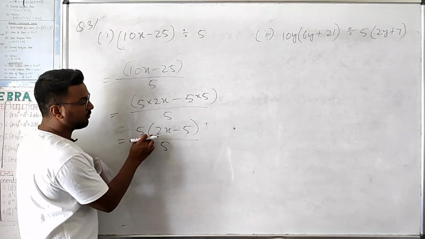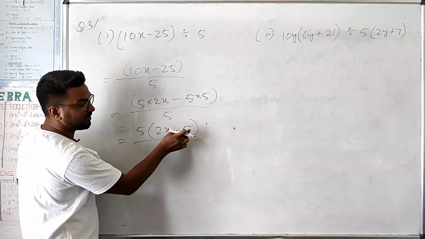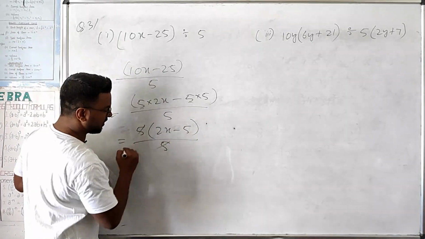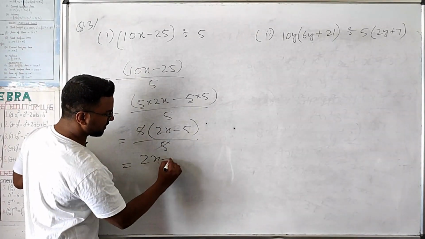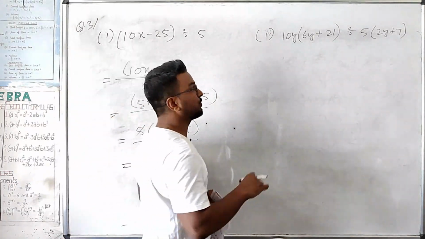Okay, 5 into 2x minus 5. So you can cancel this one with this. You cannot cancel this with this. Okay, within the bracket, don't cancel it. So you can cancel this one. What is left? 2x minus 5 is our answer. Similarly, we will do the next question.